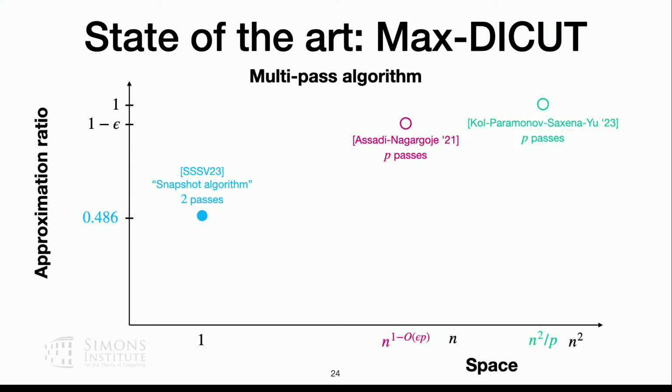So that's why this is interesting, because it shows that, at least for Max-DICUT, even an additional pass could give you a significant gain over a single pass for this problem. So it's very interesting to understand what happens when you have subsequent passes. Can you approach half approximation in little o of n space or something?